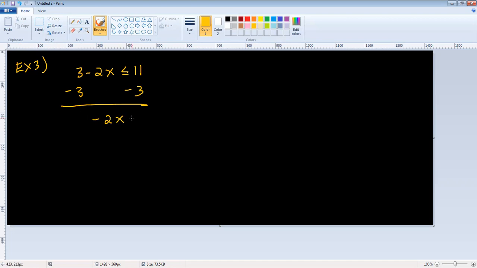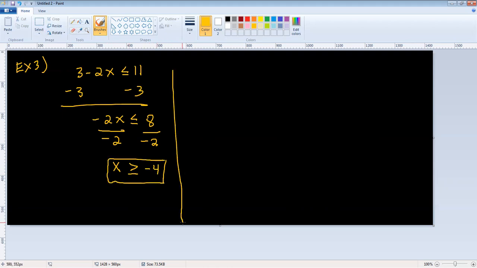Remember, if you divide by a negative, what do you do to the inequality? You flip it, right? That's how you do that one. So what do we do? Subtract 3 from both sides, divide by -2, flip the inequality, and here we go. We have x is greater than or equal to -4.